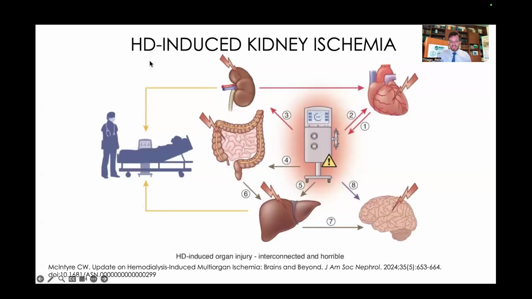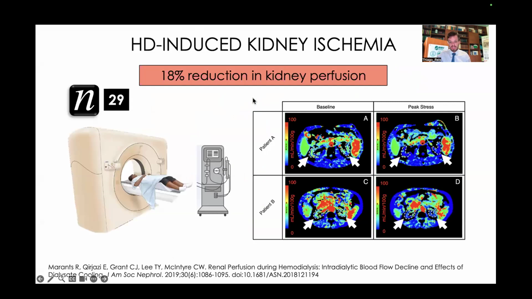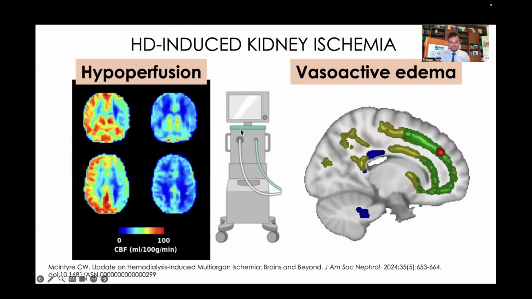It's described that in maintenance hemodialysis patients, during hemodialysis there is the phenomenon of multi-organ ischemia, and this has been demonstrated. So even the kidneys of patients on intermittent dialysis suffer ischemia during the procedure, and there is a reduction in the perfusion of many organs, also the brain.